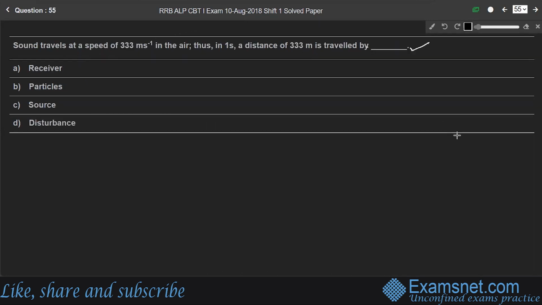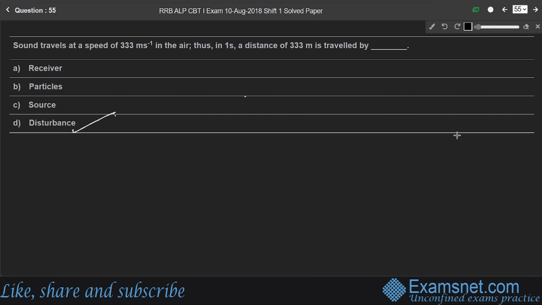Question 55. Sound travels at a speed of 333 meter per second in the air. Thus, in 1 second, a distance of 333 meter is traveled by dash. As we all know, sound travels at 333 meter per second, right? So this distance of 333 meter is traveled by disturbance. Option D is the right answer.